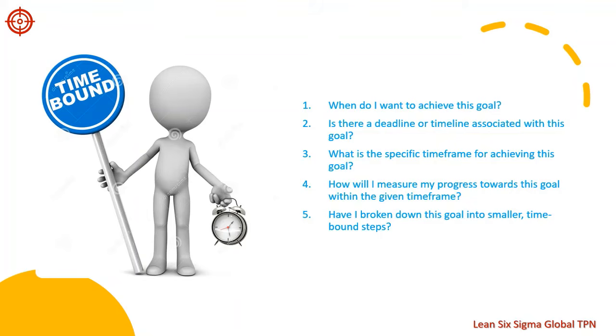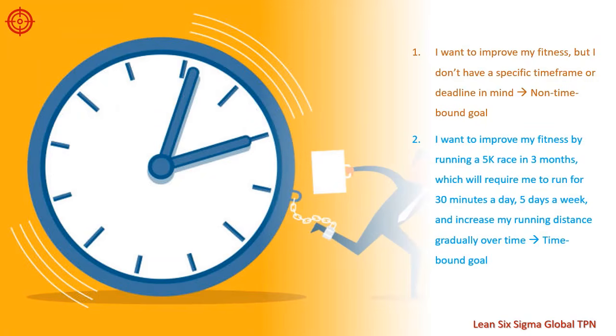Time-bound goals have a specific deadline or timeline associated with them, which helps keep you motivated and accountable. They are broken down into smaller time-bound steps, which allows you to measure your progress and adjust your approach as needed. Okay, so here's an example of a time-bound goal for improving fitness. In this example, the non-time-bound goal of improving fitness lacks a specific time frame or deadline, making it difficult to measure progress and stay motivated.